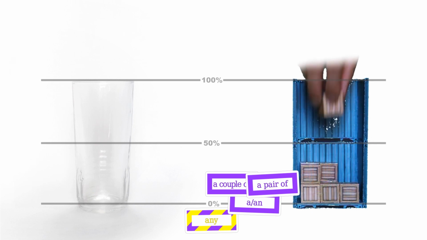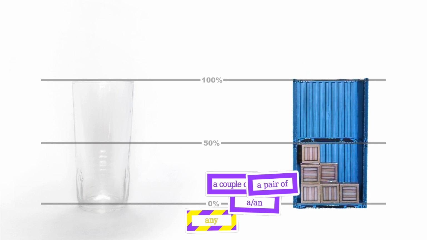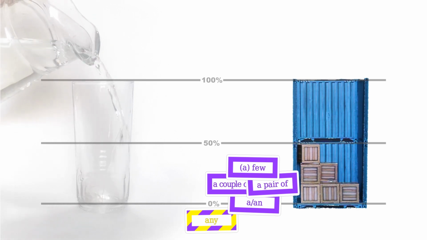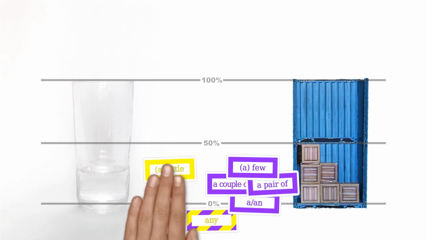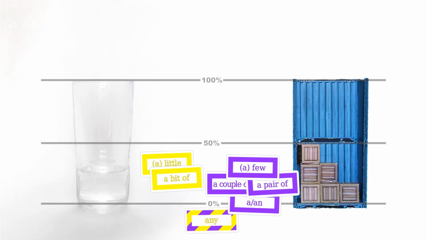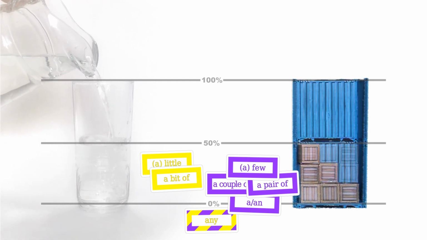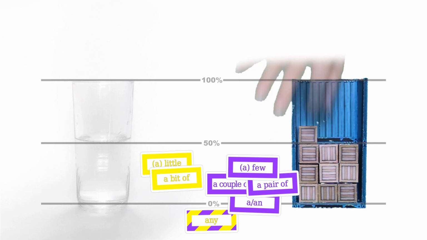When we have more boxes and we don't really want to count them, we can use few or a few. However, we use a different word to indicate the same quantity for uncountable words, like water. In this case, we have many options like little, a bit, or a little bit, but they all mean the same. If we don't really know the quantity of something, we can use some or any.